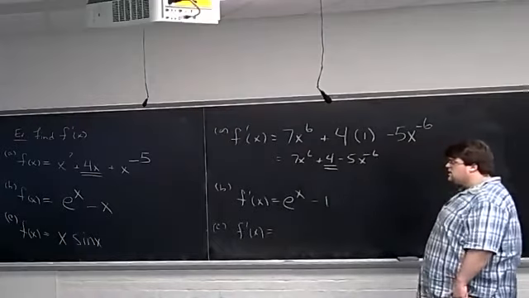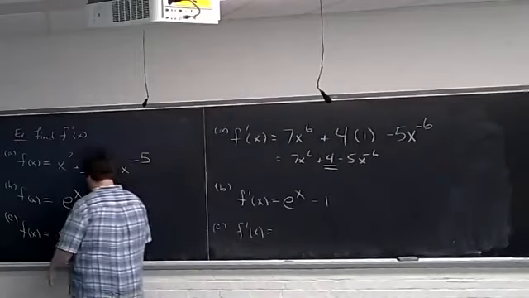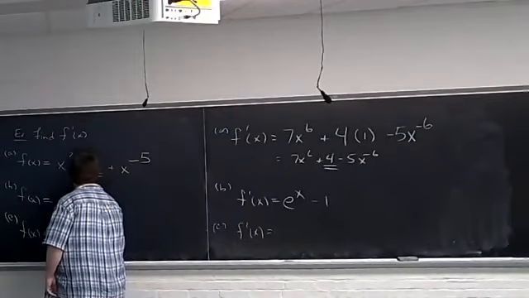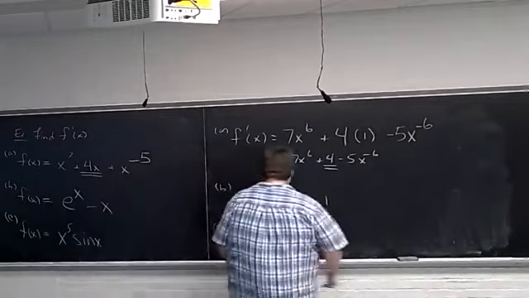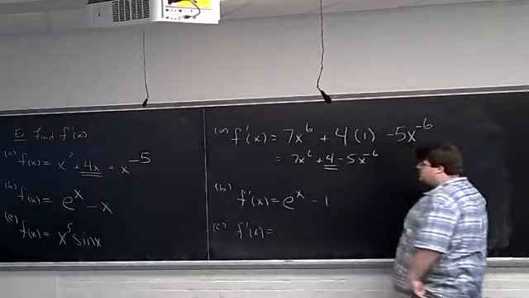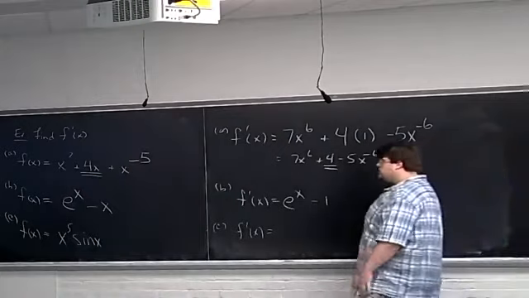Okay, let's do part C. I'm actually going to change this a little. I'm going to make it x to the 5th. Yeah, 5 is a good number. x to the 5th sine of x. I think that'll illustrate the product rule a little better than if I left it as x. x to the 5th sine x.